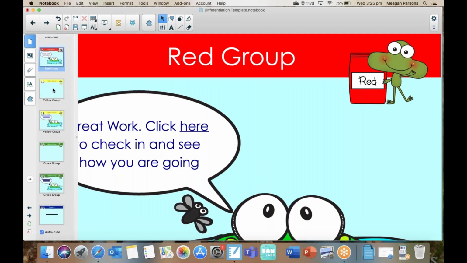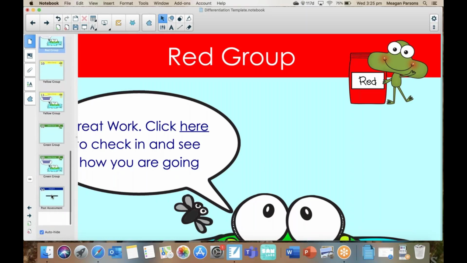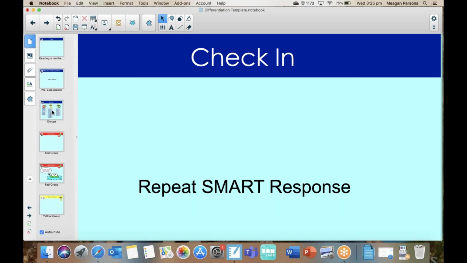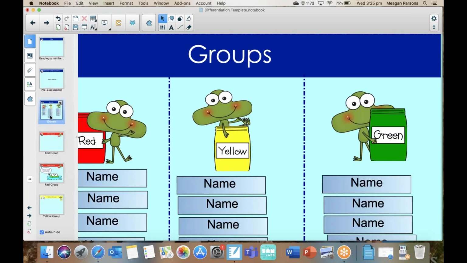So you'll see down the side there, yellow, green, green, and then a page for that pre-assessment to repeat the same SMART response again. And then it's really easy to just link those pages.